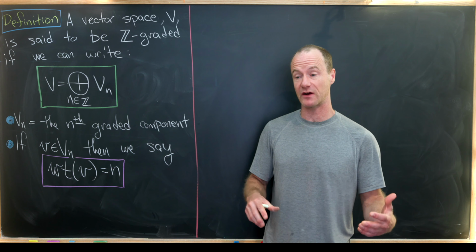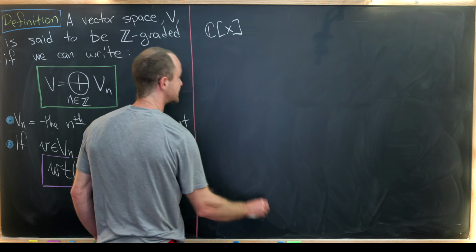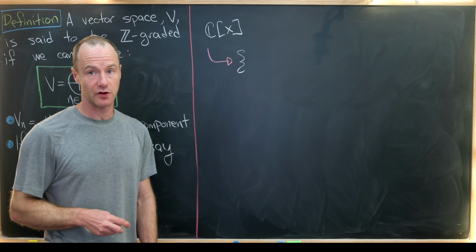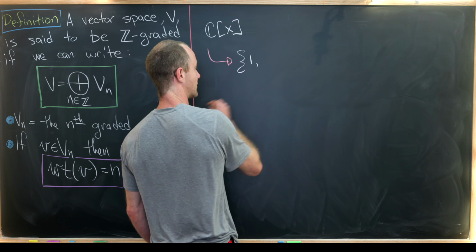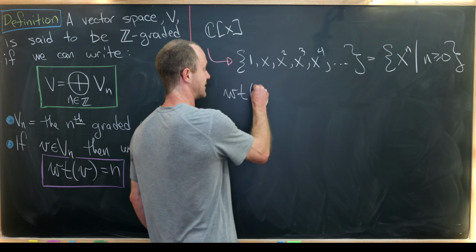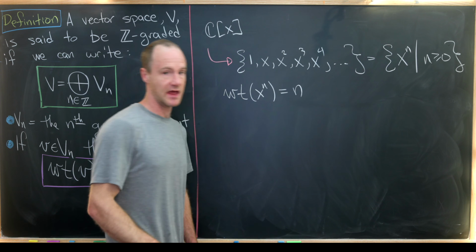So for our first example, we'll look at just the polynomial algebra with one variable. And so let's note that we can very easily write down a basis for this polynomial algebra of just monomials. So the basis would be made up of the number 1, x, x squared, x cubed, x to the fourth, and so on and so forth. Or if we wanted to put this all together, we would write this as the monomials x to the n, where n runs over all non-negative integers. And then we've got to decide on a grading. And I think maybe the obvious thing to do would be to say that the weight of x to the n is equal to n.